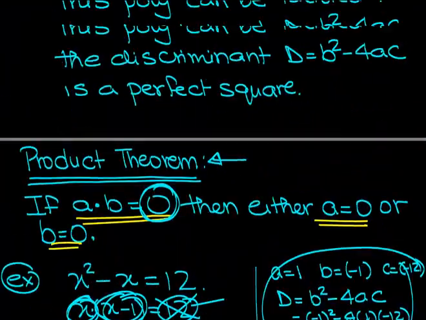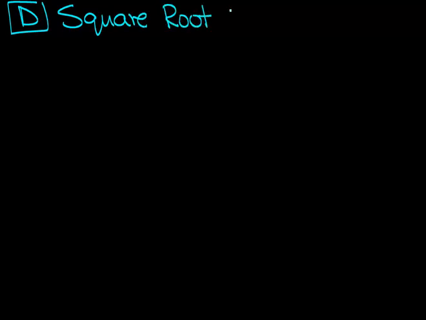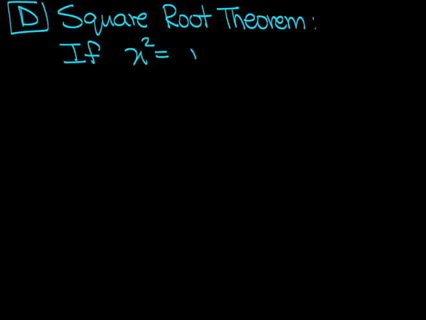Okay? The next method for solving quadratic equations was the square root theorem. So let's take a look at that. This is the square root theorem. Now this method works anytime you have a square and a number, when you only have a square and a number. So let me go ahead and give you the theorem first, and then I'll write it down. The square root theorem states this, that if x squared is equal to a, then x is equal to plus or minus square root of a.